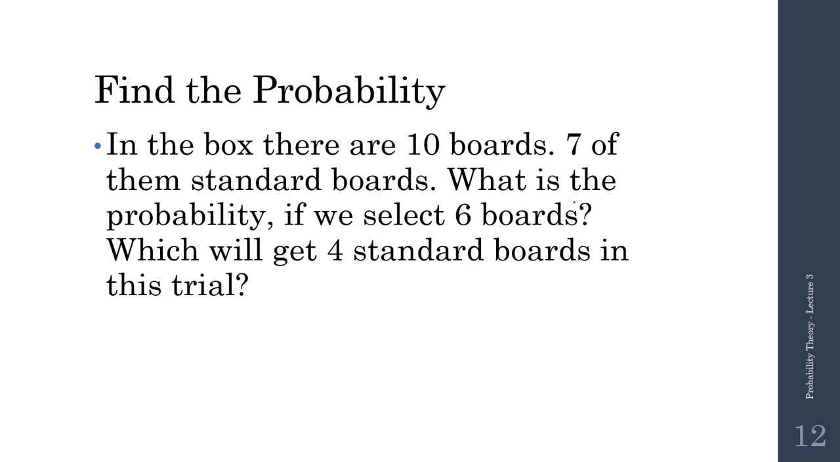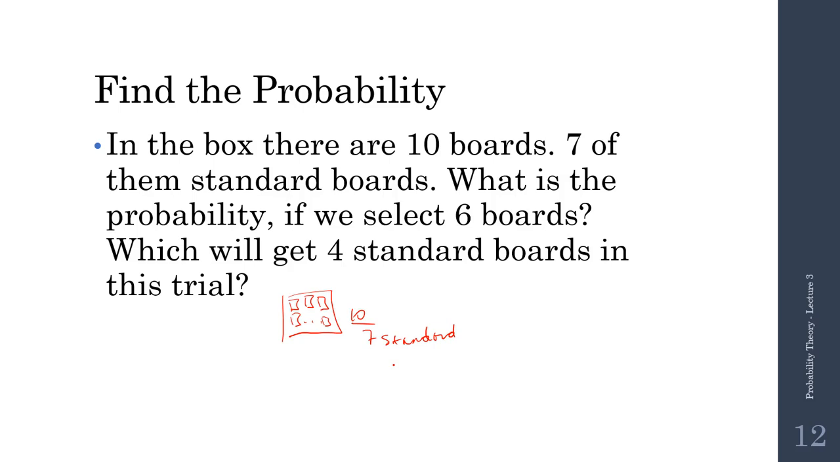Next exercise. In the box there are 10 boards, 7 of them standard. What is the probability that if we select 6 boards, we will get 4 standard boards in this trial? So it says in the box there are 10 boards. There is a box, and there are boards, small details, and there are 10 boards, 7 of them standard.